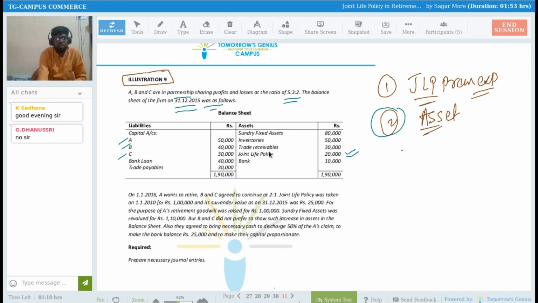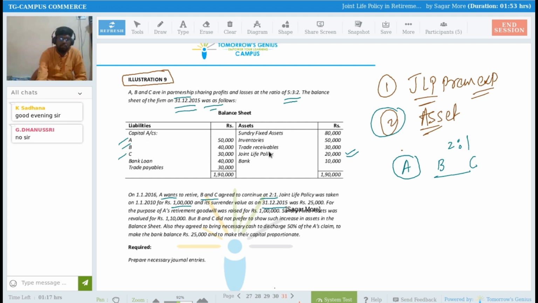Now, on 1st of January 2016, A wants to retire. B and C agree to continue in the 2:1 ratio, right? There are three partners, partner A, partner B, and partner C. Who is retiring from the firm? Partner A wants to retire from the firm, right? And B and C have agreed to continue in the ratio of 2:1.